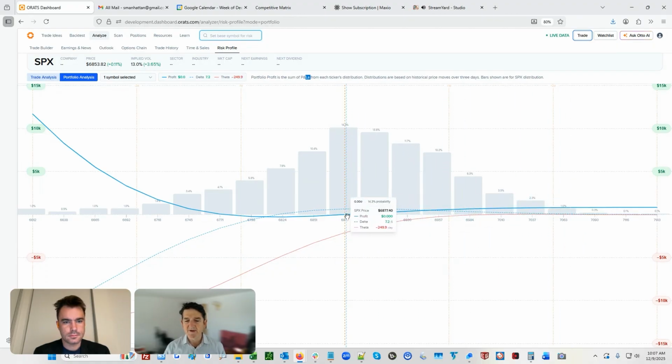So 14% of the time, this is a 3-day distribution. We look out 3 days, then look out 3 days again and again, and put them in buckets. So you can see, going down, this is 3 standard deviations. It's happened 1% of the time.